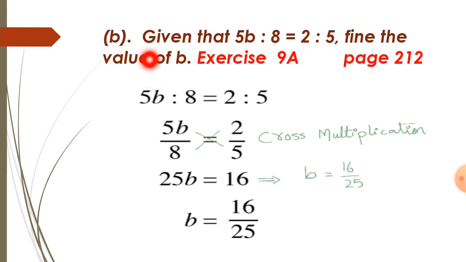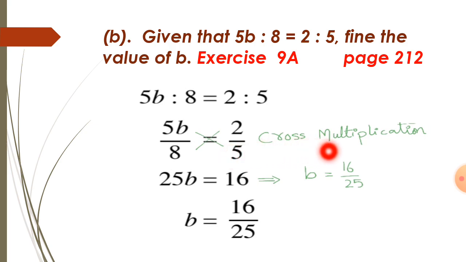B part is there. Given that 5B ratio 8 is equal to 2 ratio 5, find the value of B. That is also exercise 9a and page number 212. We are going to write 5B ratio 8 is equal to 2 ratio 5. Or you can write it in the place of ratio as division as well. 5B divided by 8 is equal to 2 divided by 5.